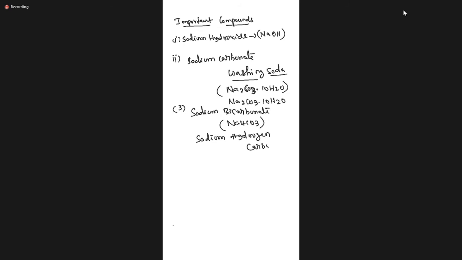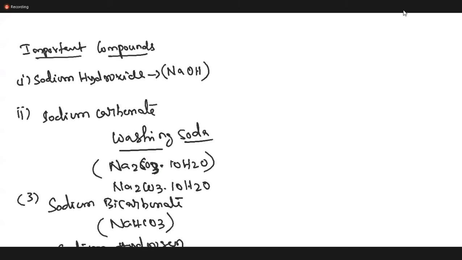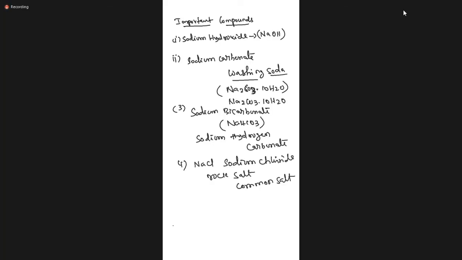We need to discuss this one. These three compounds we need to discuss, and the fourth one, NaCl. This is called sodium chloride, otherwise it is called rock salt, or common salt. These four are the important compounds of sodium. And one more is there, that is called sodium sulfate.